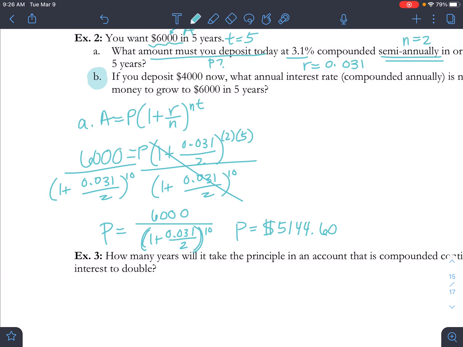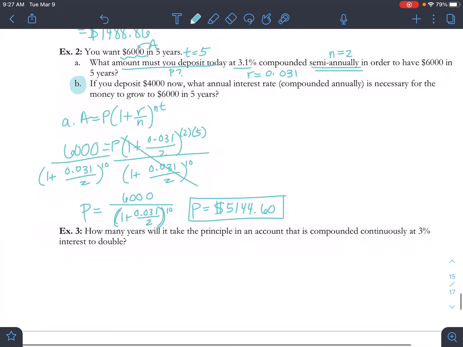And this makes sense, right? You're only doing 5 years. You want that amount to grow to 6,000, and it's only getting 3.1% interest. So hopefully that makes sense to you, that that's an appropriate answer here. You shouldn't get negative money. P should always be less than A, right? A should be the final amount it grew to. So P should be a smaller number. Okay, we're going to save part B for class. So hold on to that.